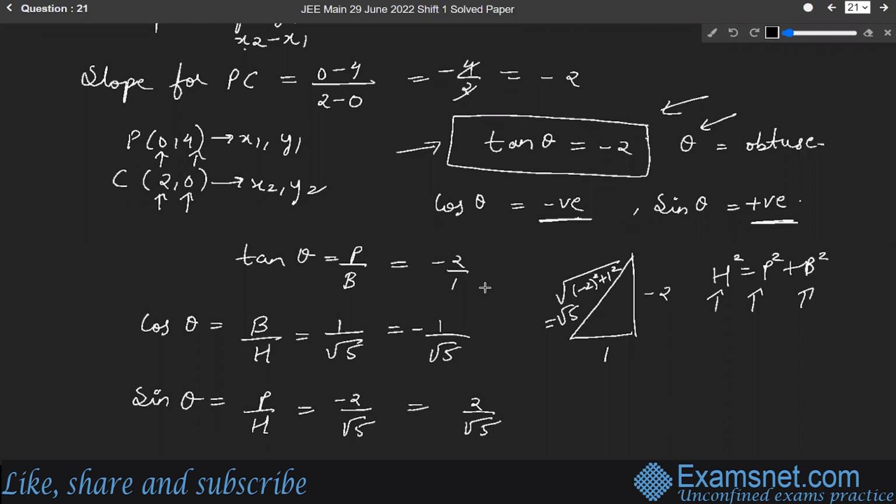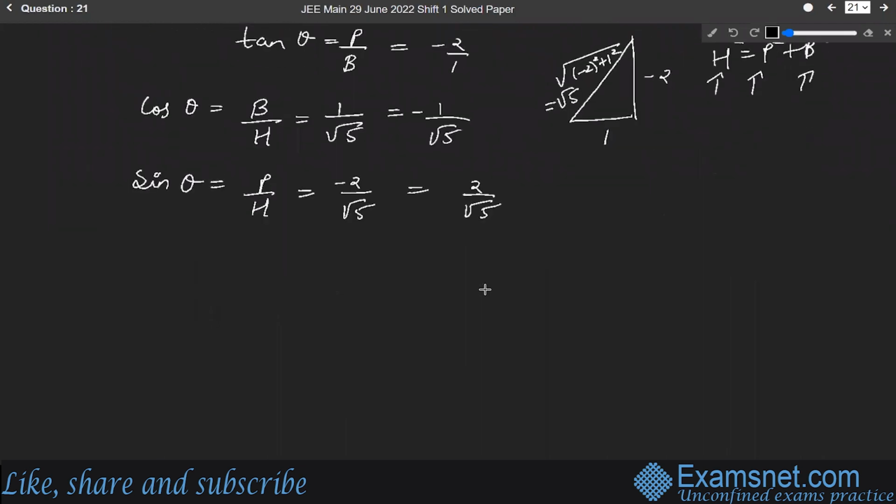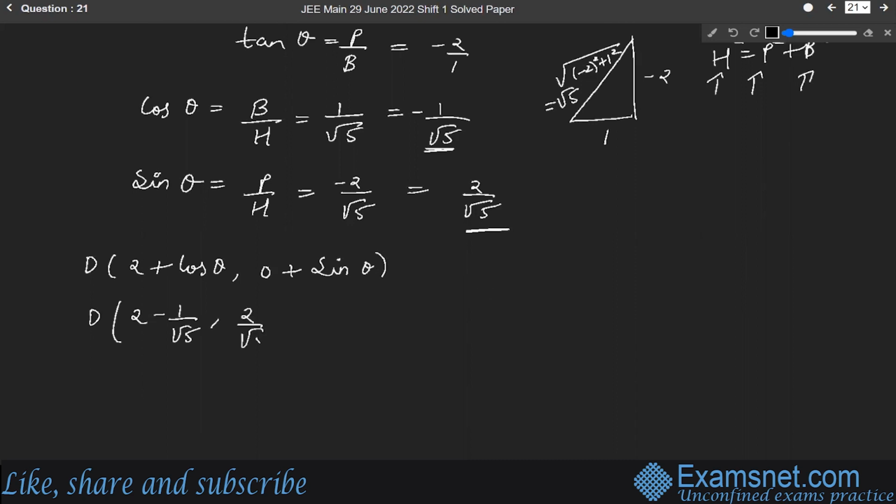Now we can find the coordinates of D. Okay. What are the coordinates of D? It is 2 plus cos theta and 0 plus sin theta. All right. What is cos theta? Minus 1 upon root 5. And what is sin theta? 2 upon root 5. So let us put this value. So coordinates of D will be 2 minus 1 upon root 5 and 2 upon root 5.